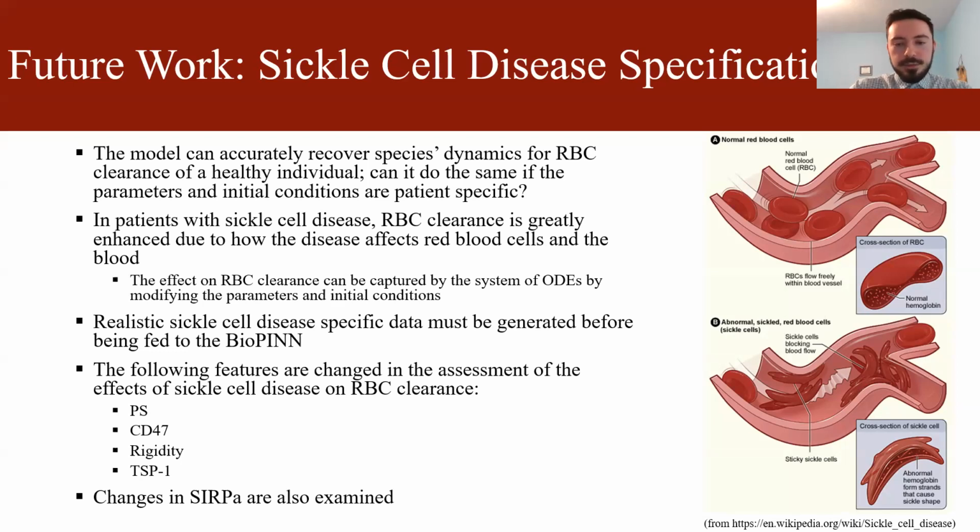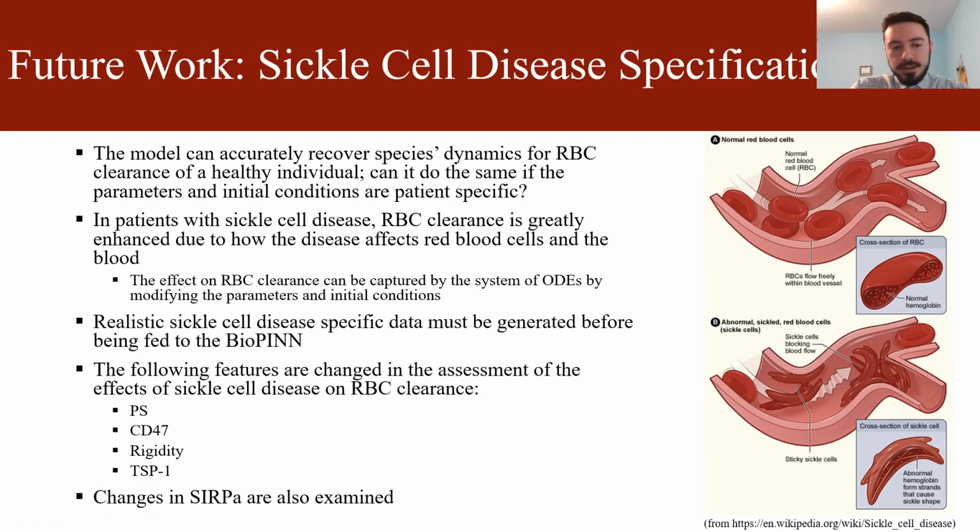With sickle cell disease, red blood cell clearance is greatly enhanced due to how the disease affects the red blood cells and the concentrations of certain species in the blood. So patients with sickle cell disease often require numerous blood transfusions since the rate of blood clearance is so high. And the effect on red blood cell clearance can be captured by the system of ODEs by modifying the parameters in the initial conditions that we have.